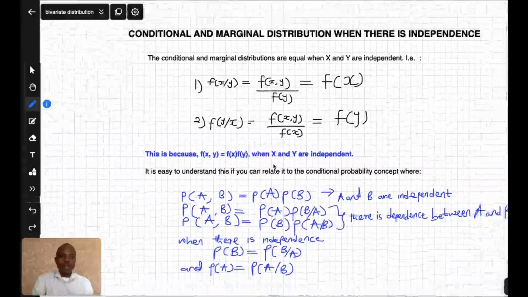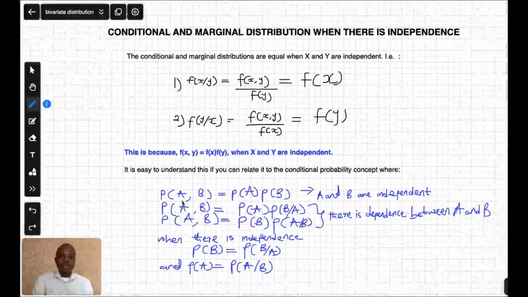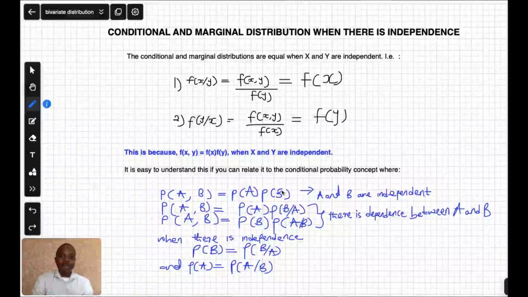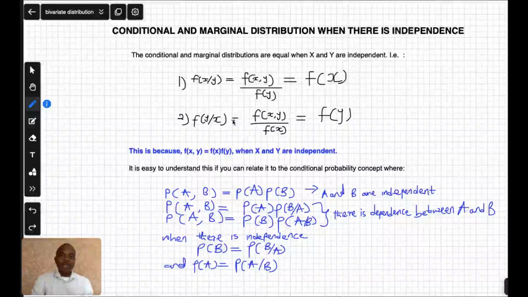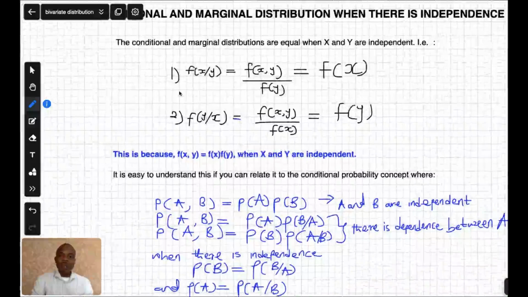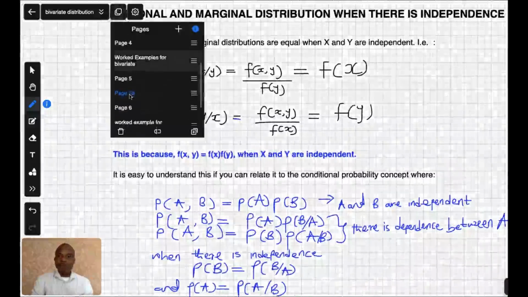I have taken time to write that the probability of the intersection of A and B equals the probability of A multiplied by the probability of B. Don't forget, we used to have this like this. Instead of doing that, I did that so that it could make it easier for us to understand what we have here. All right, so we go on.